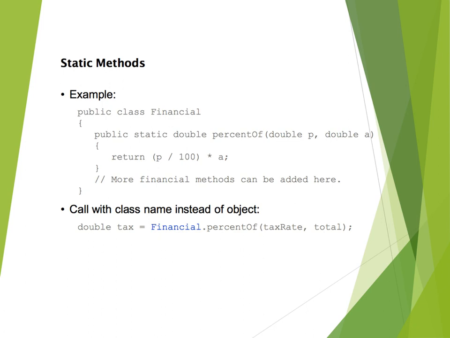So whenever you want to call percentOf in this example, all you need to do is call it with the class name instead of an object name. You can simply say Financial, as the class name, dot percentOf, and then the two input parameters you're interested in, and this will give you the value that you're looking for, which is taxRate divided by 100 multiplied by total.